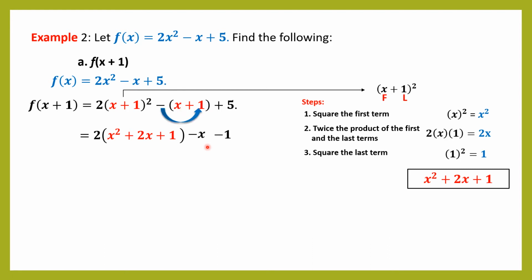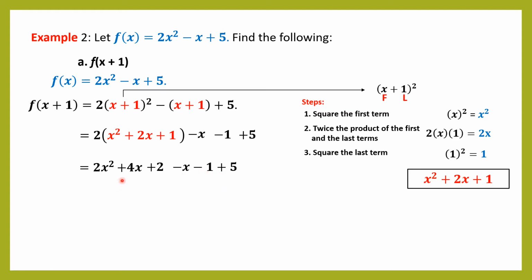Negative times positive 1, that is negative 1. Then, copy natin yung plus 5. Then, this time, yung 2 naman ang imumultiply natin dito sa given na trinomial. Sa isahin natin, 2 times x squared is 2x squared. Then, 2 times 2x is 4x. 2 times 1 is 2. Just copy negative x minus 1 plus 5 or minus x minus 1 plus 5.